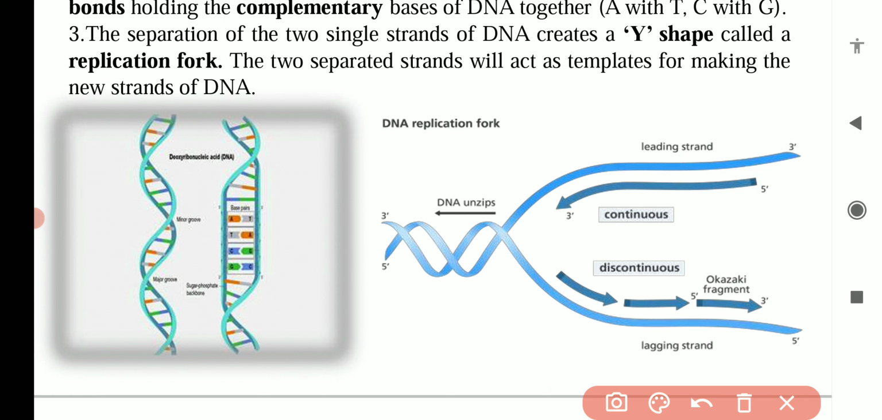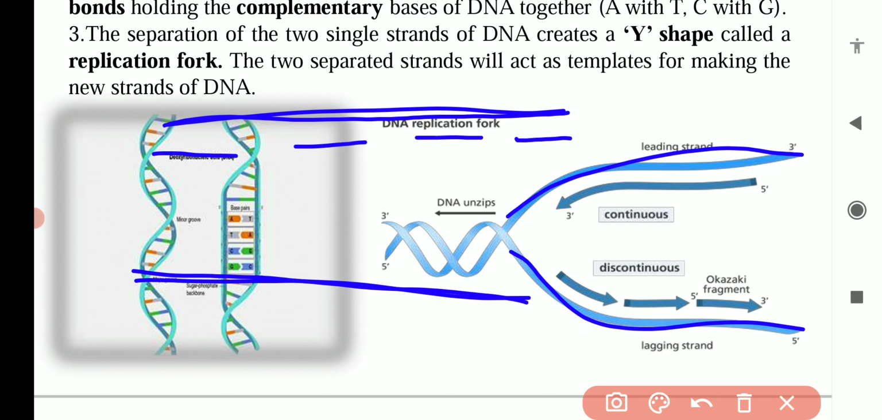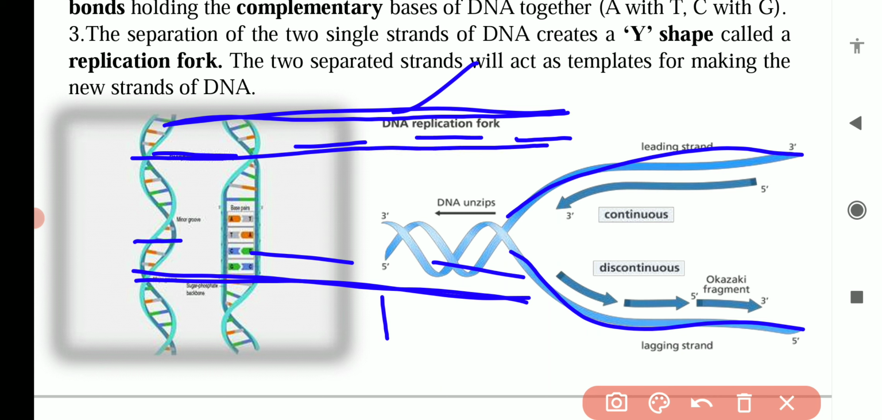The two strands will act as templates for making the new strands of DNA. In our previous video we already discussed that DNA replication is semi-conservative. This means these two strands will separate from each other, and at the end they completely separate, and by taking these old strands as templates, new strands will be synthesized. So these two old DNA strands will be used as templates by DNA polymerase to synthesize the new DNA strands.